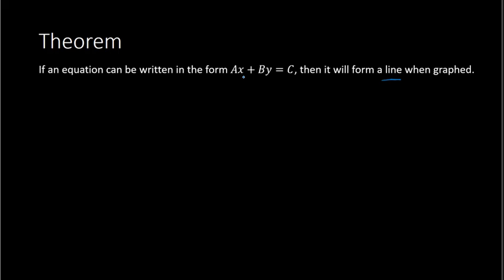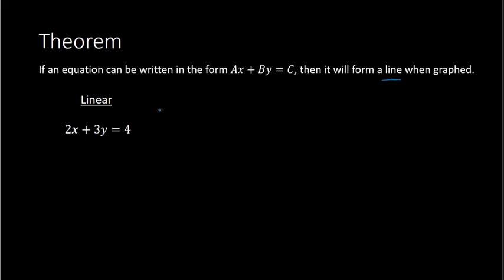So equations that look like this are called linear equations because they create a line. For example, a, b, and c can be any number. So 2x plus 3y equals 4, for example, would be linear because a would be 2, b would be 3, and c is 4. So this equation, when graphed, would make a line.